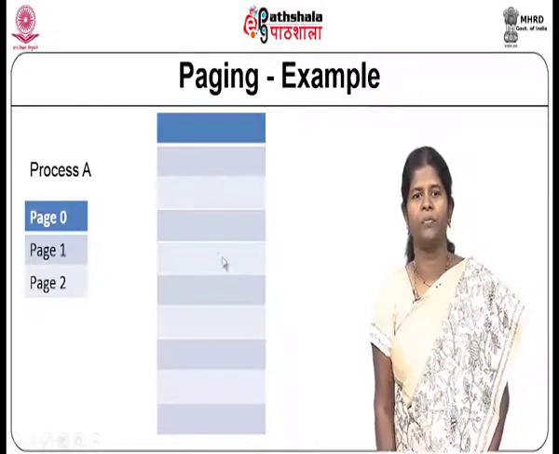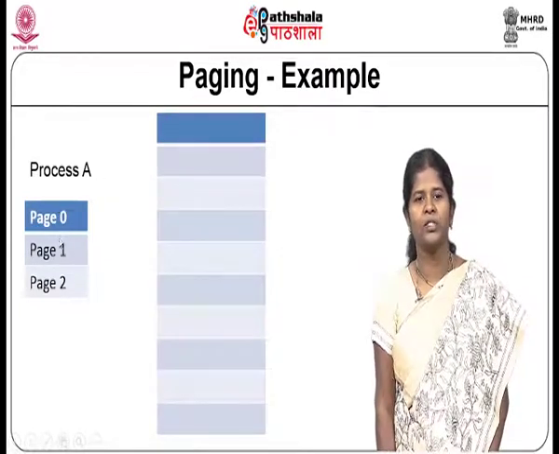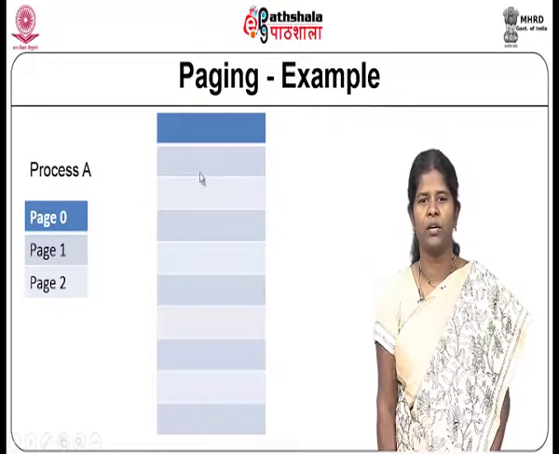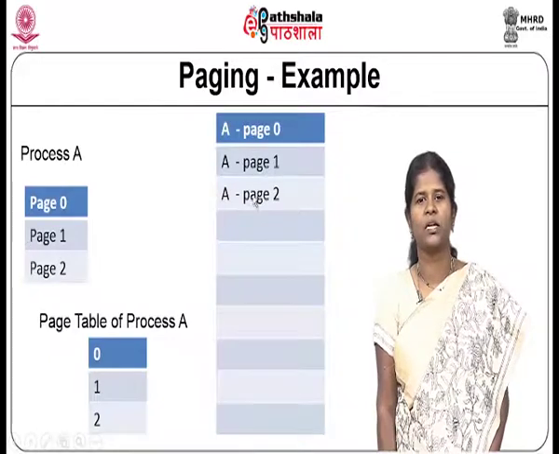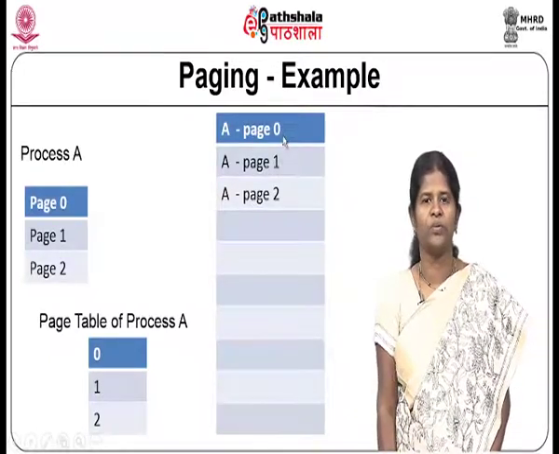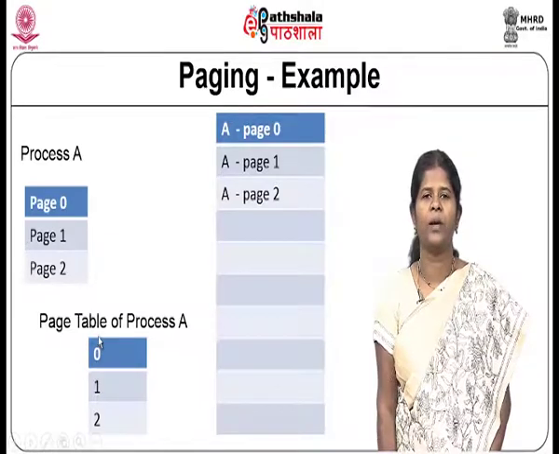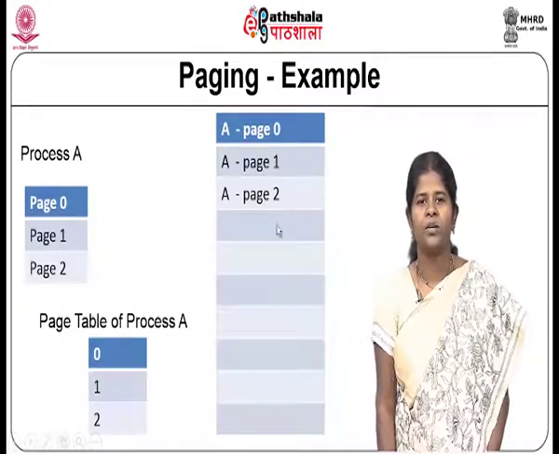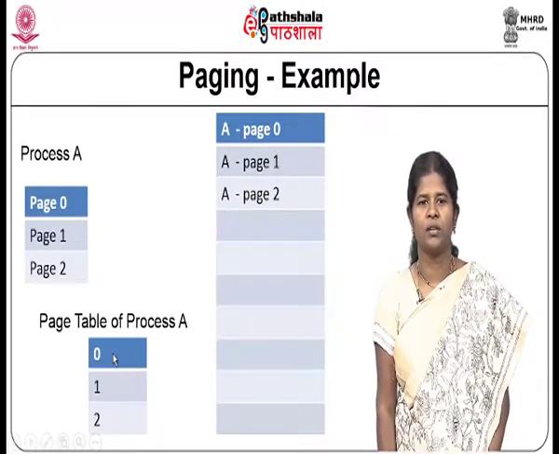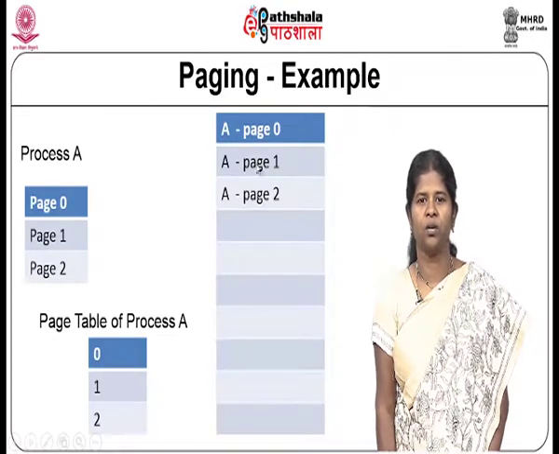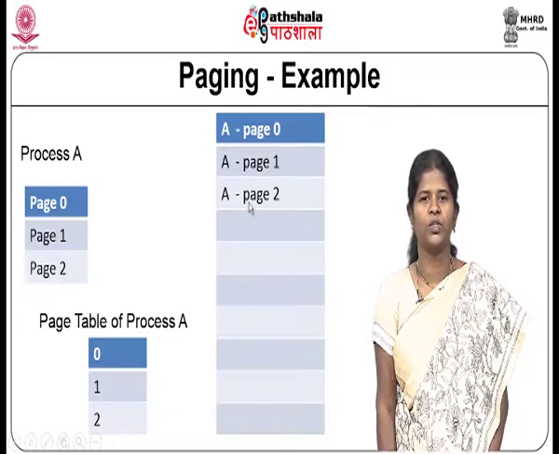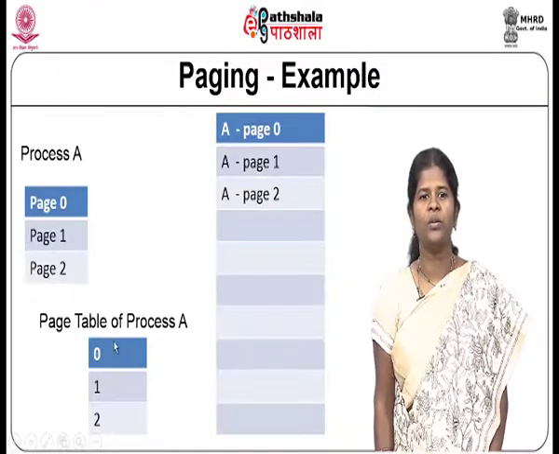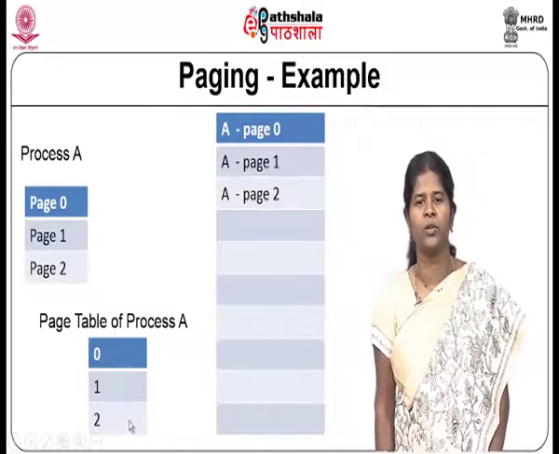Now, look at this example where you have process A. Process A has got 3 pages, page 0, 1 and 2, and these are the frames that are present in the main memory. Initially, say all frames were free, and hence when this process is placed into the main memory, you see that page 0, page 1 and page 2 of process A are all kept in the main memory, and you also update the page table of process A.